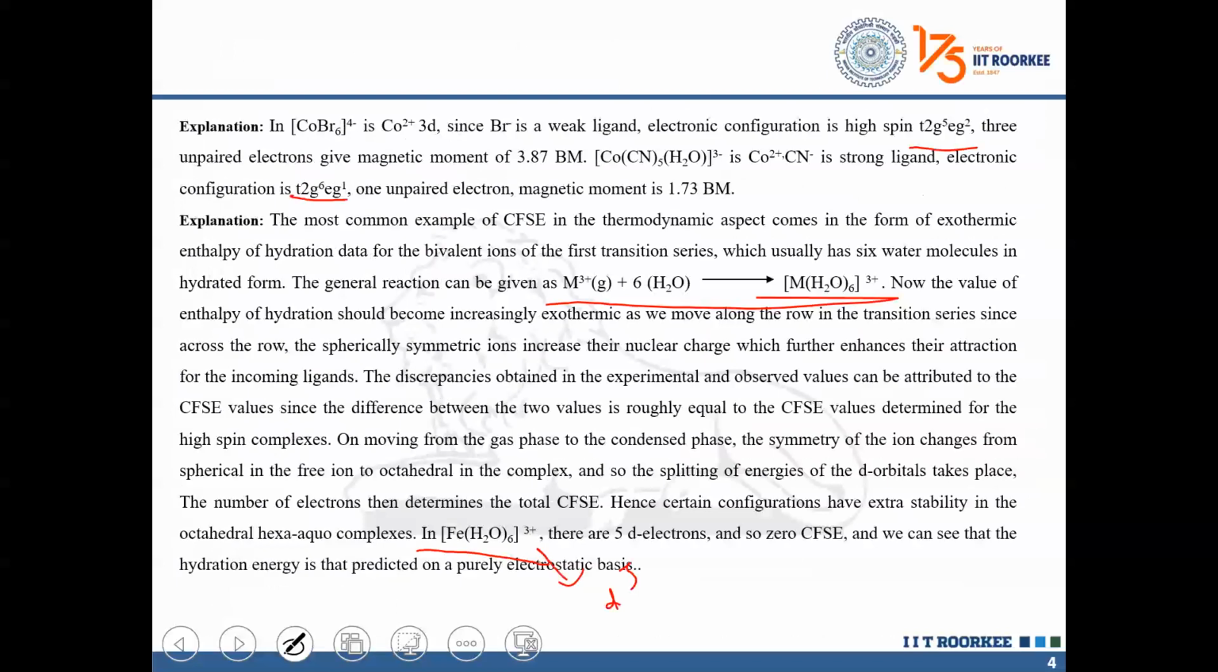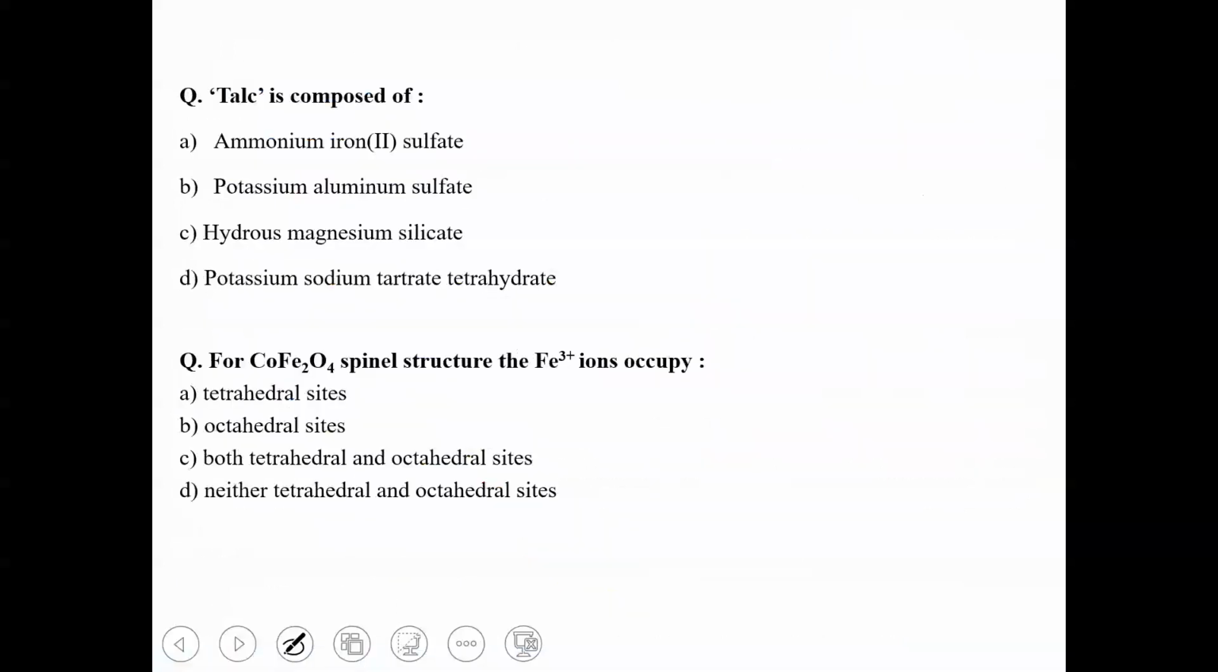Okay, right. The second two, you have to determine the composition. What is talc? Talc is basically composed of ammonium iron sulfate, potassium aluminum sulfate, hydrous magnesium silicate, or potassium sodium tartrate tetrahydrate. Okay, I think it is a hydrous magnesium silicate. Okay, so first provide me your answers, then I will let you know.